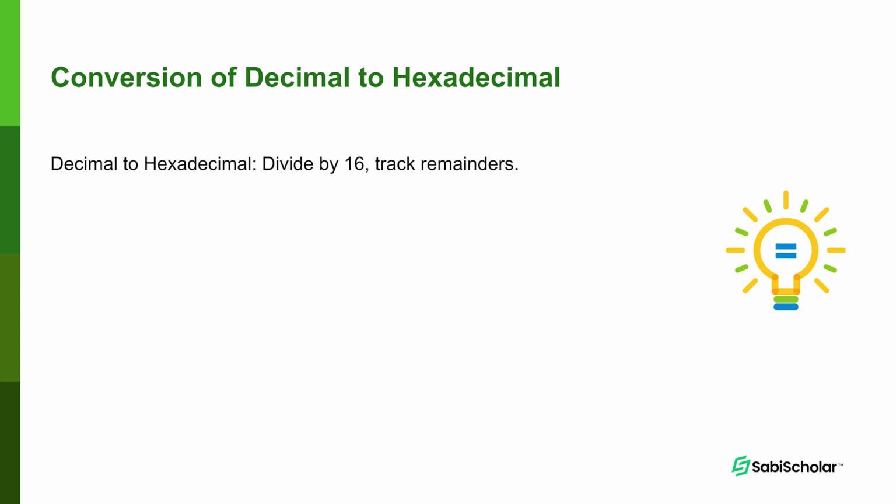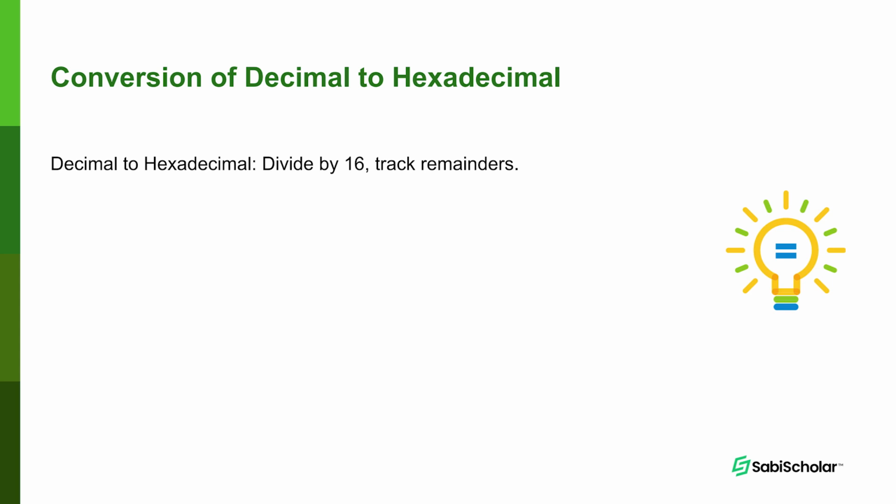Similarly to converting from decimal to binary, when we converted from decimal to binary, what we did was divide by base 2, because 2 is the base for binary, and we tracked the remainders. So if we want to convert from decimal, which is base 10, to hexadecimal, which is base 16, we divide by 16 and track the remainders.